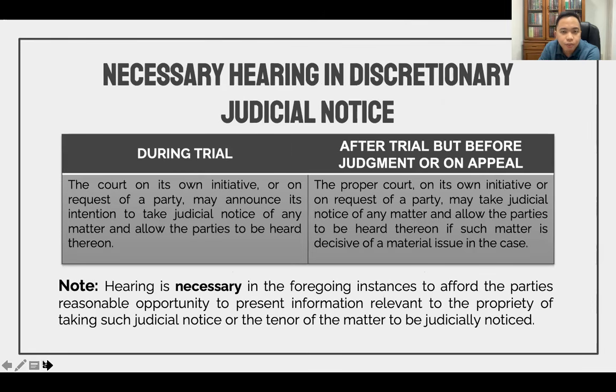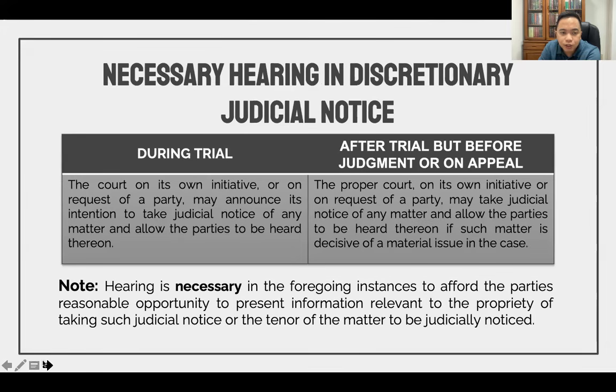Now, discretionary judicial notice can be taken during trial or after trial but before judgment, or on appeal. So the requirement, if the court will take judicial notice of a discretionary matter during trial, is that the court, on its own initiative or on request of a party, may announce its intention to take judicial notice of any matter and allow the parties to be heard thereon.